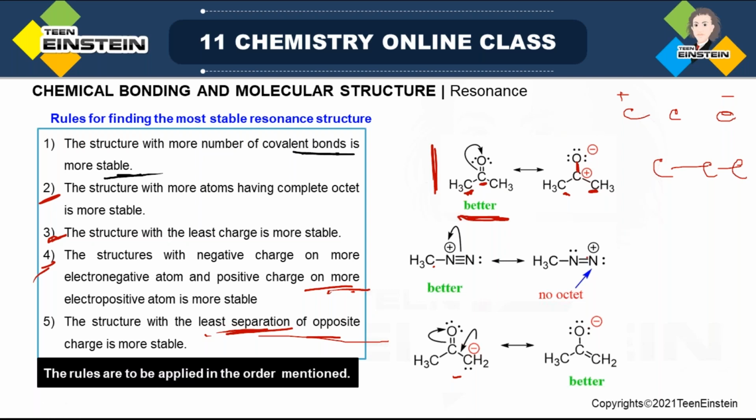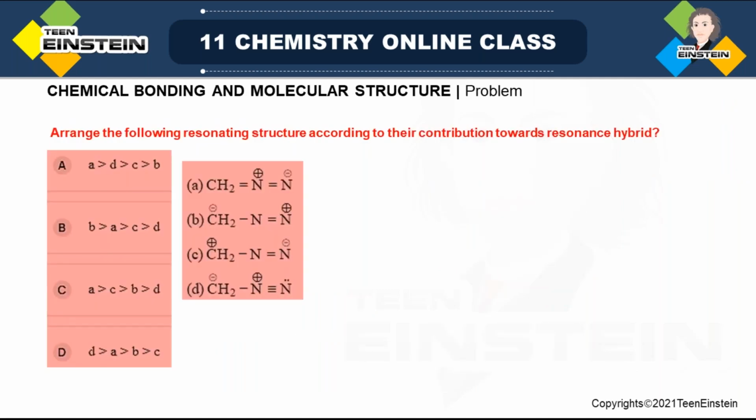And the most important point, these rules you have to apply in the order mentioned. Keeping that in mind, the numbers 1, 2, 3, 4 are written. So 1 and 2 are most important, and you will see these two go with each other. When octet is complete, you will find more covalent bonds in that structure, and vice versa. So these rules are to be applied in the order that is mentioned. Here we have a problem based on this, that is how to apply these rules.